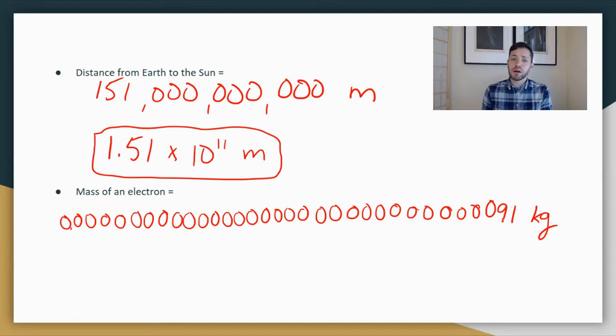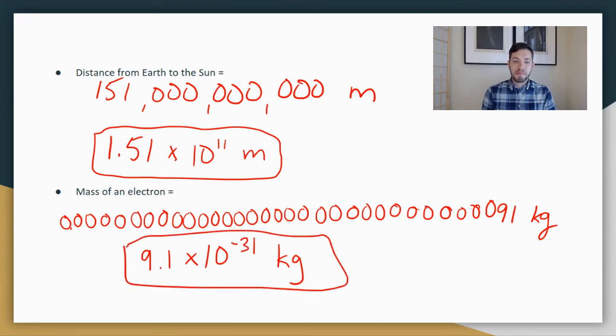And even more so here with the mass of the electron. Again, our leading number has to be between 1 and 10. So in this case, it's going to be 9.1. Now here we're moving the decimal a total of 31 places, but we're moving it in the other direction. So it's not 10 to the 31. It's actually 10 to the minus 31 power. But again, this is exactly the same number. We're just writing it slightly differently. Like I said, it saves us time. It saves us brain work.